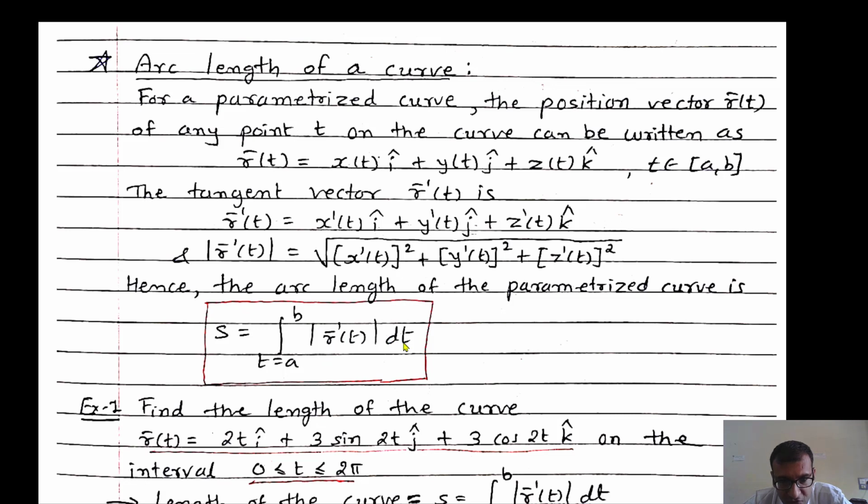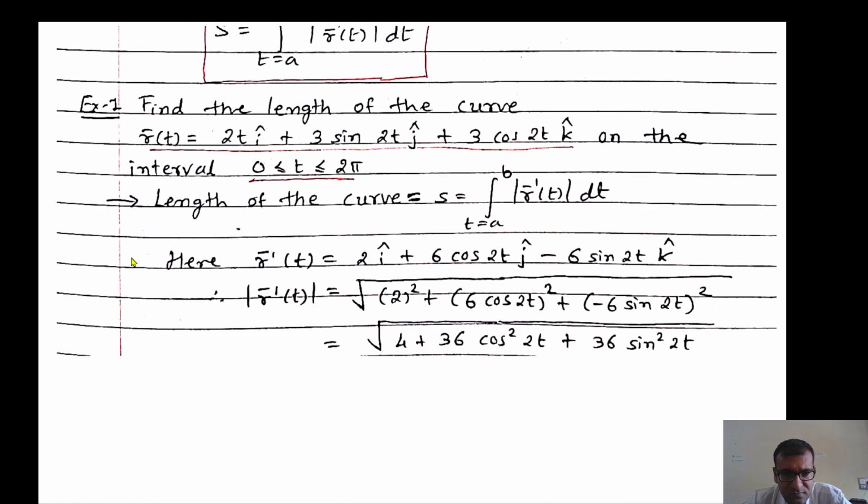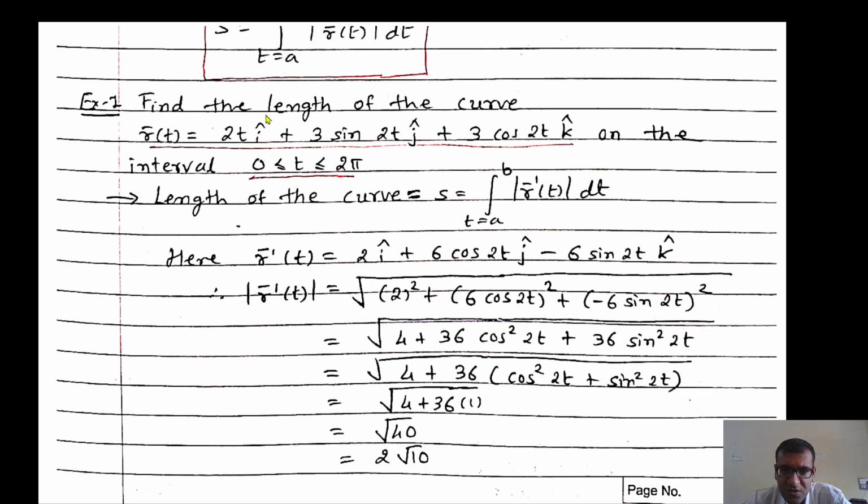So if you want to find the arc length of a curve, what do you need? First you need r bar dash of t and then its modulus, and then you have to integrate it between the limits a to b. Now this is example number 1. Find the length of the curve.